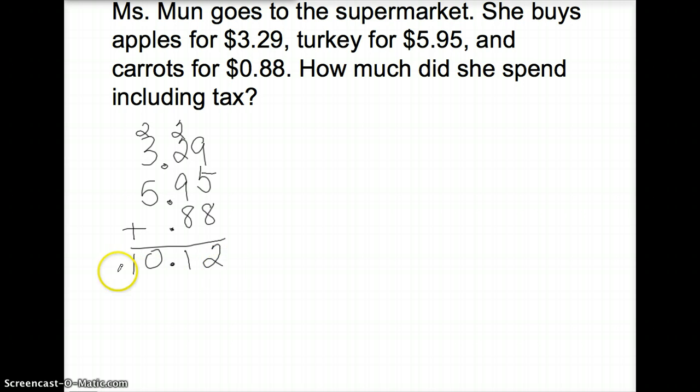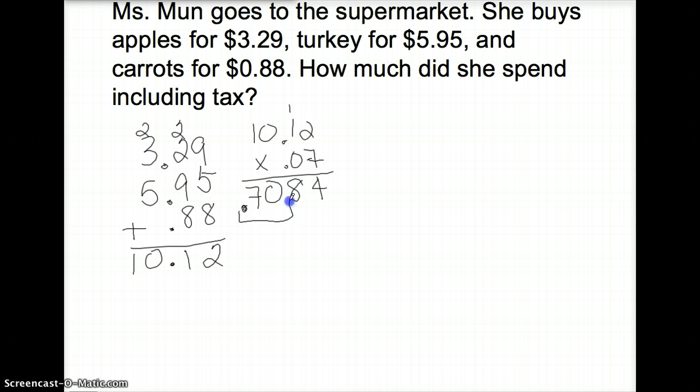tax. So we need to multiply this sum by 7/100ths. So we have $10.12 times 7/100ths. 2 times 7 is 14. Carry our 1. 1 times 7 is 7, plus 1 is 8. 0 times 7 is 0, and 1 times 7 is 7. Now when we count our decimal places, again we have 4. So 1, 2, 3, 4. We need this many in our product, so 1, 2, 3, 4.